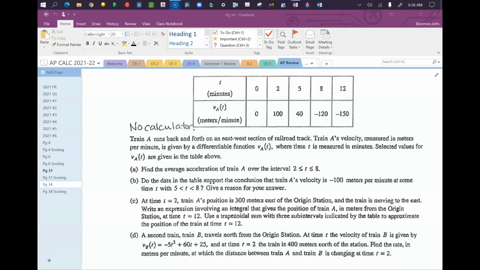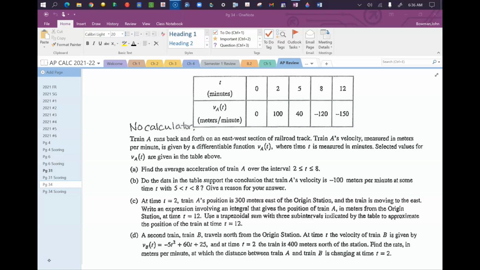In this problem, we have data in a tabular form. It is also a no calculator problem, so let's see the information that we're given. Train A runs back and forth on an east-west section of railroad track. Train A's velocity, measured in meters per minute, is given by a differentiable function VA of t, where t is measured in minutes. Selected values for VA of t are given in the table above.